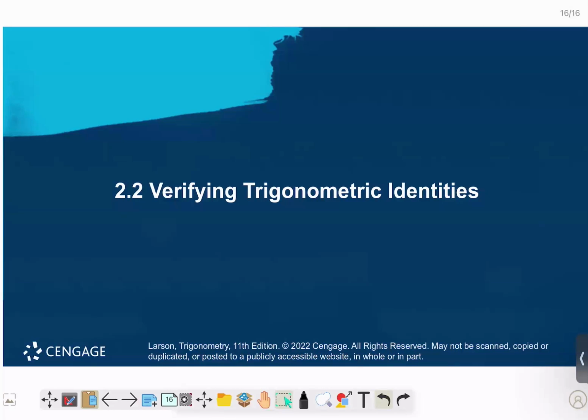In section 2.2, we will be verifying trigonometric identities. So to verify an identity, we'll just be proving the equation, so showing that it's true, that the left side is indeed equivalent to the right side. I'm going to share with you some strategies.